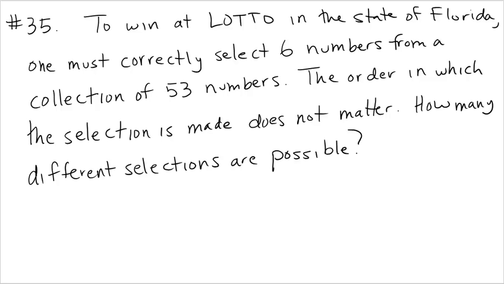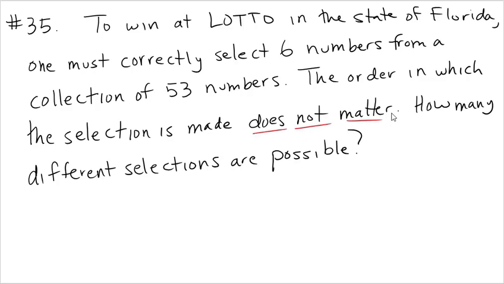So you've probably seen lotto balls bouncing around. That's typically how they do it, is they have a bunch of what look like ping pong balls getting mixed up, and then 6 of them kind of get rolled out or sucked out by this contraption. The order in which the selection is made does not matter.